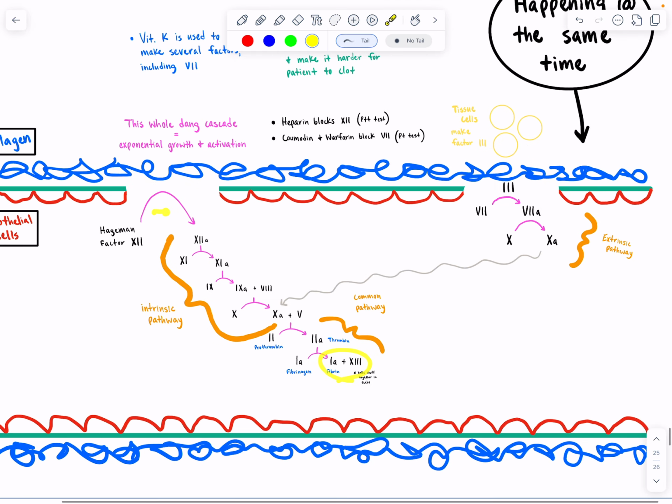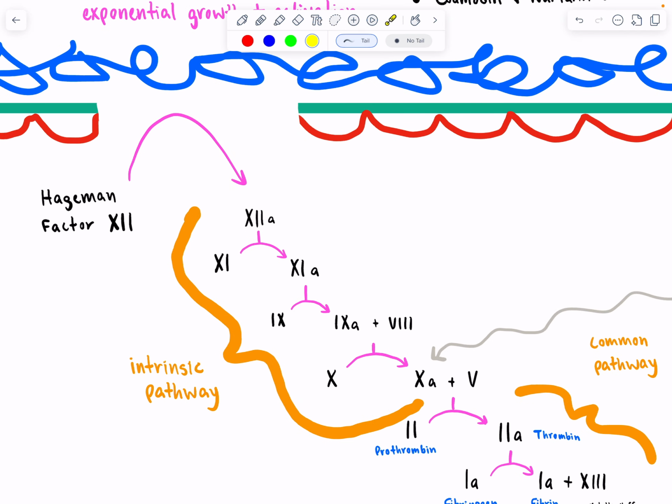Along this cascade, we are exponentially multiplying all this stuff. This cascade involves a few different pathways: intrinsic and extrinsic, which both lead to the common pathway. Starting with the intrinsic, we start with these different factors. The first one is Hageman factor 12. This is closest to the wounded site. I'm just going to use numbers, but they're all factors. Factors get converted into enzymes, which then convert other factors into enzymes.